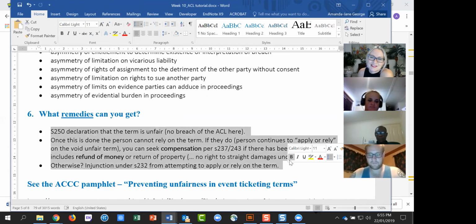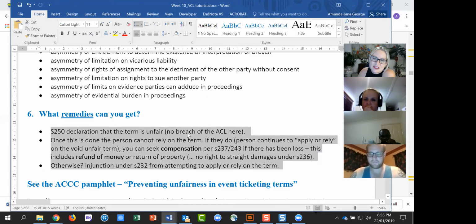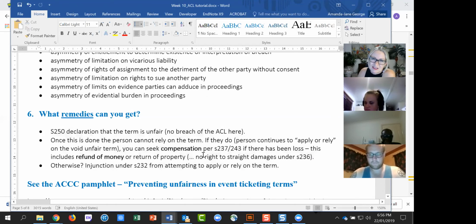Okay, so they can't enforce that term against her. Well, what does that mean? Do they have to provide the headline act that they promised just for her, despite the fact that they can't get him in the country because he's had drug offences? Can you see what I mean? You got to look at what this does for your client. She can seek compensation if they continue to try and apply or rely on the void unfair term. Then you can look at compensation under 237, and yes, under 243 it does allow you to get refunds. But yeah, it's pretty cack-handed, really, isn't it?